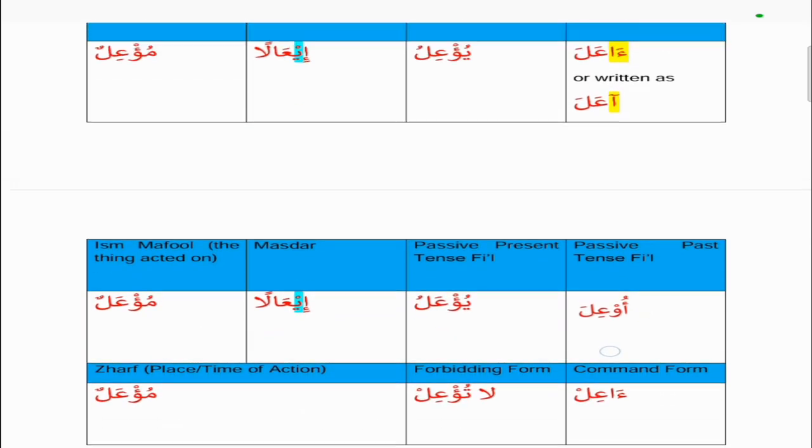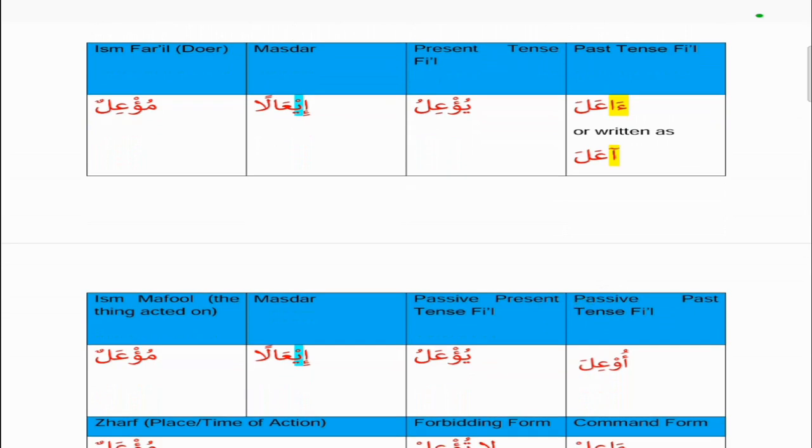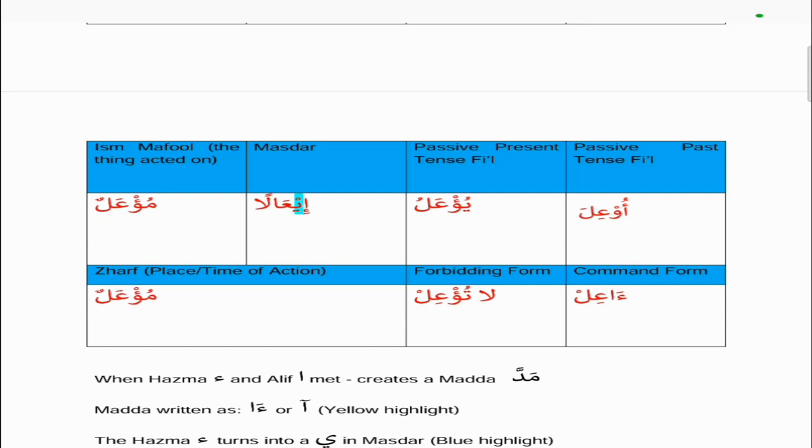And you remember, because this is family 4, when we take the anta version, tu'ilu, then we make it lighter, so it becomes tu'il, because the lam or the dhamma becomes a sukoon. Then when we drop the ta, with family 4, you always add alif hamza with a fatha. So that's why in the command you see a'il, and that's only for family 4. So the forbidding form is la tu'il, and the zarf is mu'alun, the same as the ism maf'ul.